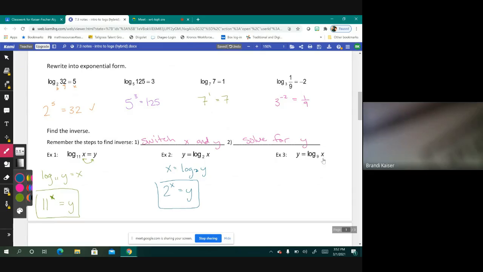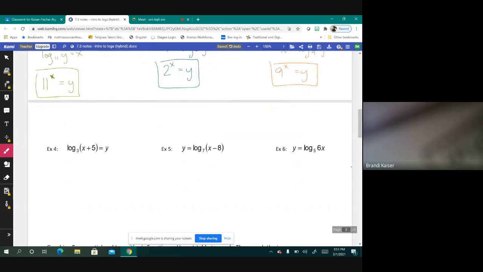And for this next one, y equals log base 9 of x. Switch the x and y. X equals log base 9 of y. To get that y out, I write it as an exponential. So 9 to the power of x equals y. Y is by itself. So here is our inverse function. This is also just to get you used to the fact that logs and exponentials are inverses, or opposites of each other. So therefore, if you start with one, you should end with the other.